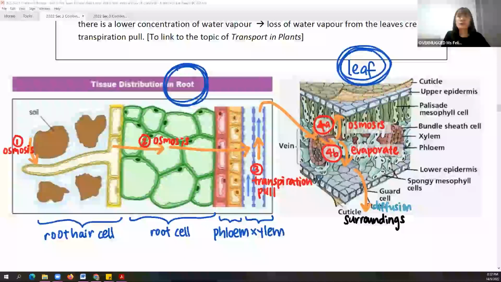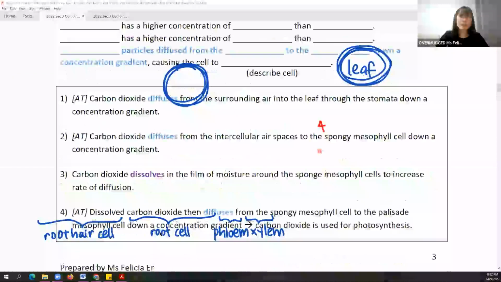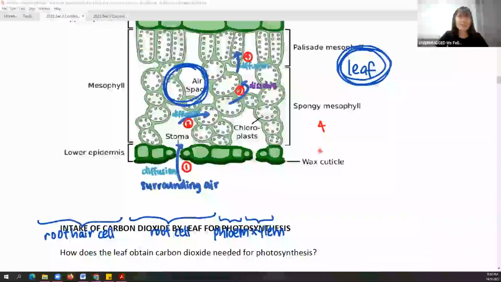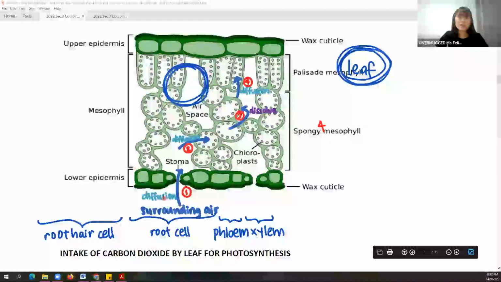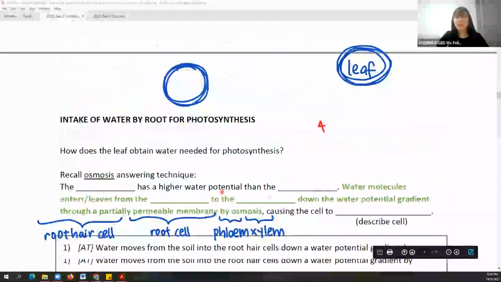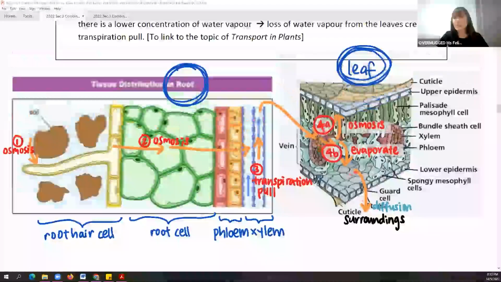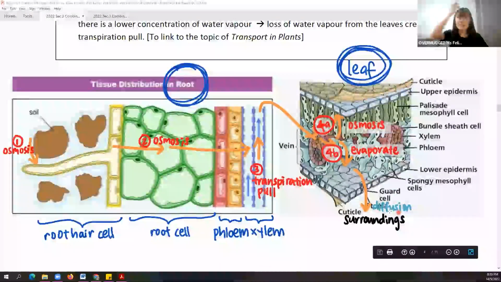Yep. Then from the intercellular airspace to come out, it will be the same as the previous page. It will still be diffusion, because on the previous page we have also learned this. From the surrounding to the airspace is diffusion. Likewise for this diagram, now it's the opposite direction. From the airspace to the surrounding, it is also diffusion. Yep, so this is the process.